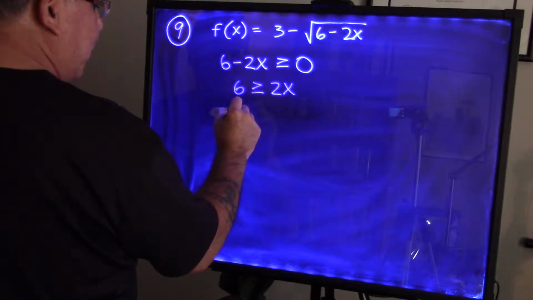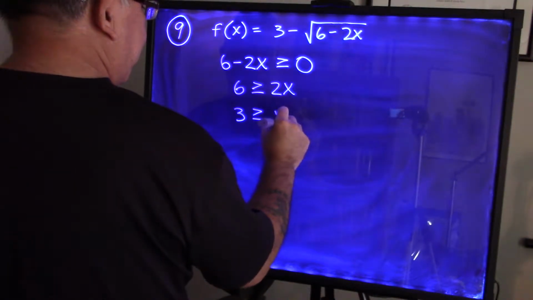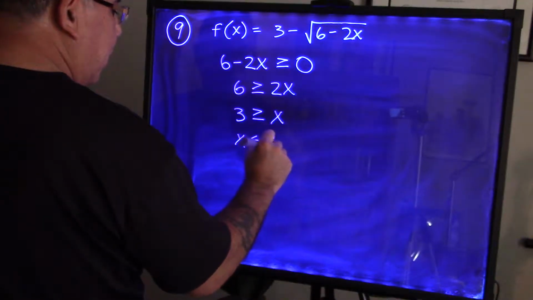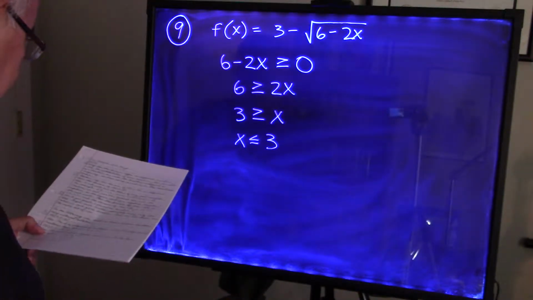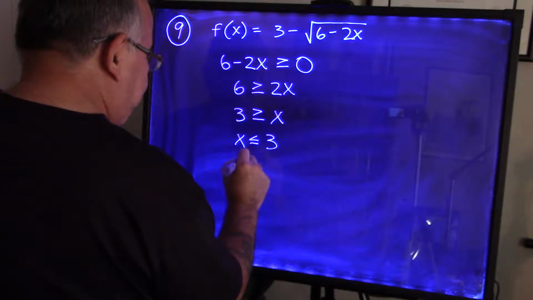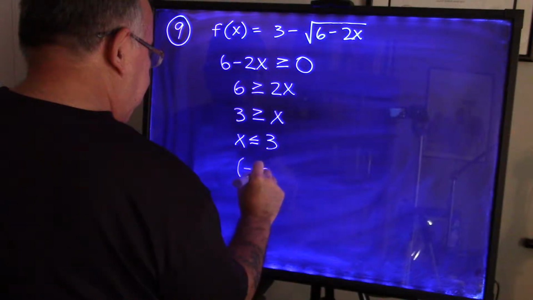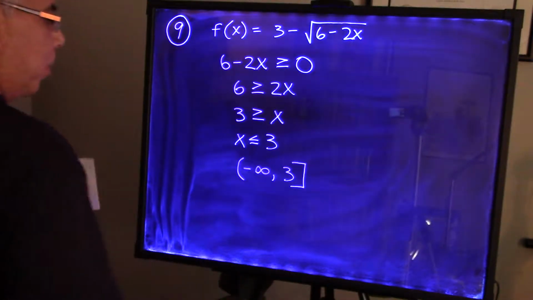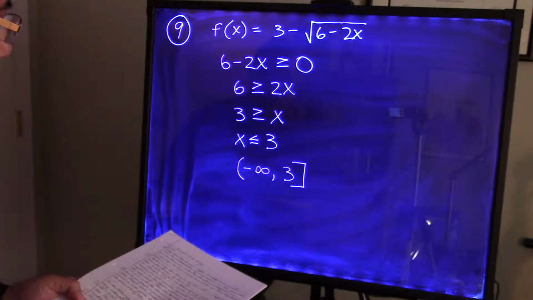And then we divide both sides by 2. So 6 divided by 2 is 3. And 2x divided by 2 is x. So, in other words, x is less than or equal to 3. And that's our domain. Everything less than or equal to 3. So writing this as an interval, we've got negative infinity to 3. And we are including 3 in that, so we put brackets on the right side. So that's everything from negative infinity to 3.